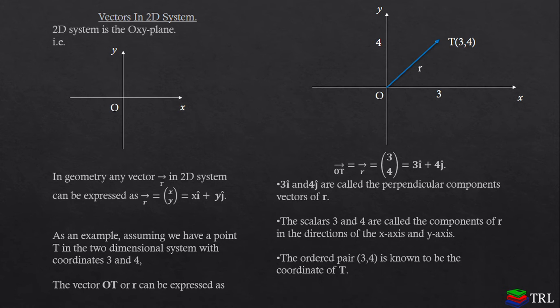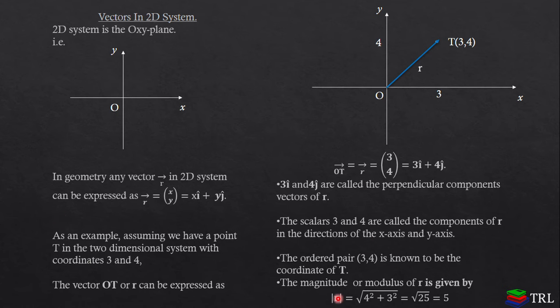The ordered pair (3, 4) is known to be the coordinate of T, and the magnitude or modulus of r or vector OT is given by the magnitude of vector r equals the square root of 4 squared plus 3 squared, which equals the square root of 25, which equals 5.